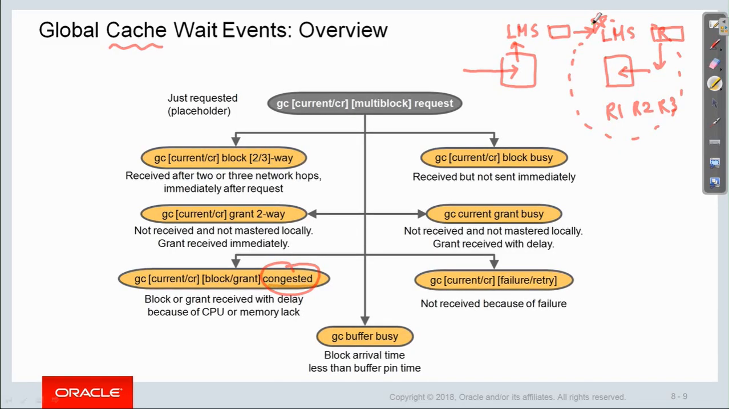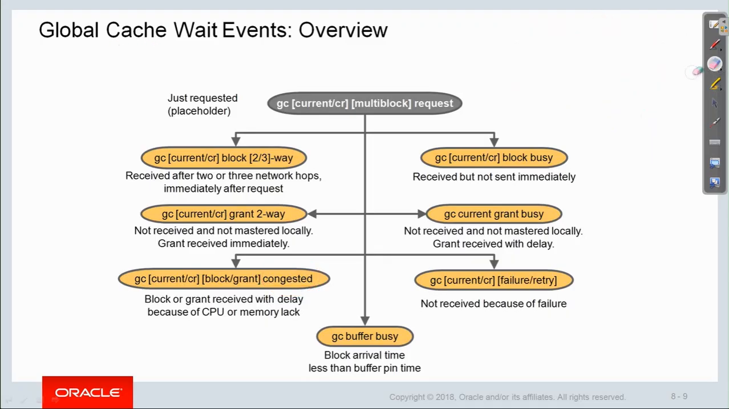And another one is global cache block busy. That's another example. So as you can see in the description here, block was received but not sent immediately. So the requesting instance wasn't able to receive the requested block immediately. Why? Because of block busy, because of internal operation. Block was busy because of internal operation. So in which circumstances are you going to see this example?